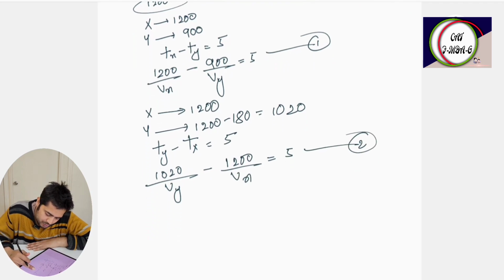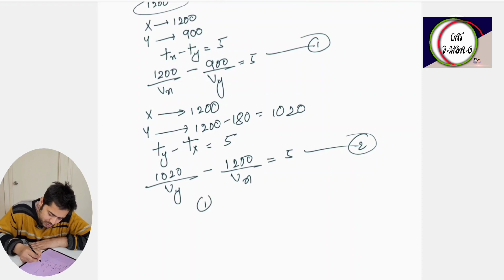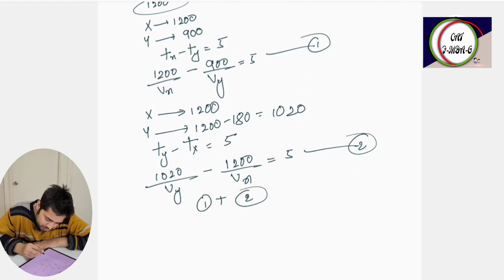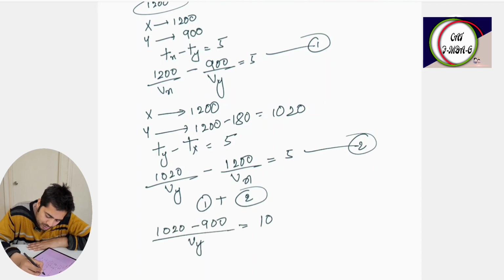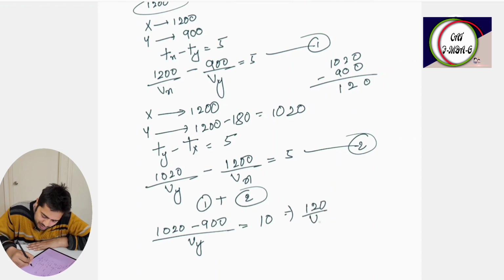Okay. So equation number 1 plus equation number 2 can be written as 1020 minus 900 by Vy is equal to 10. So 1020 minus 900, 120 by Vy is equal to 10. That implies Vy is equal to 12.